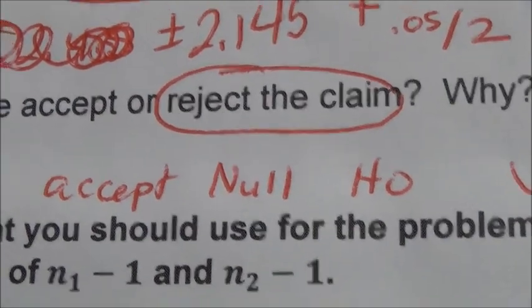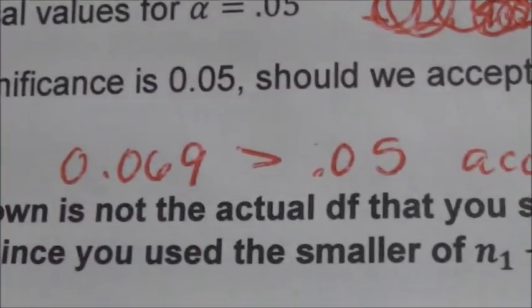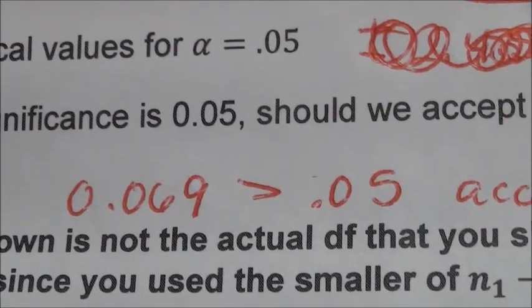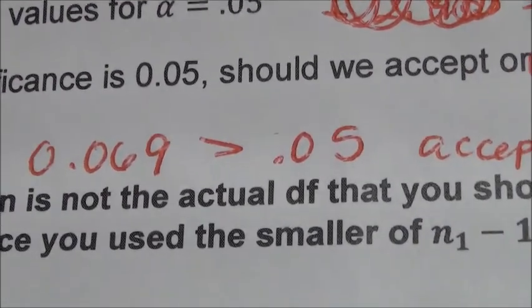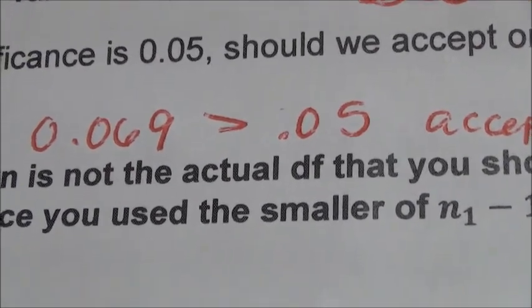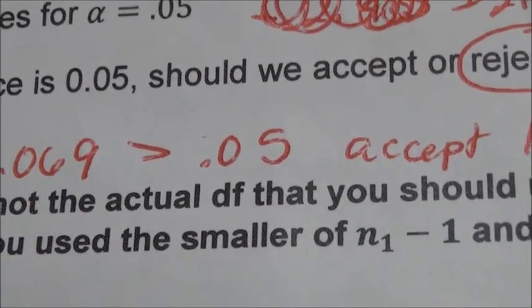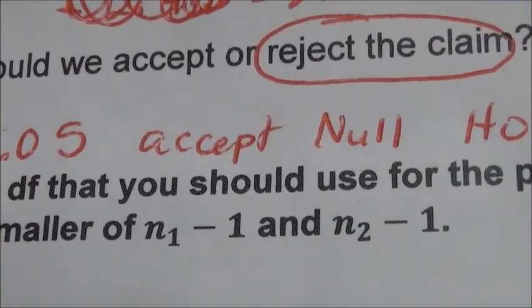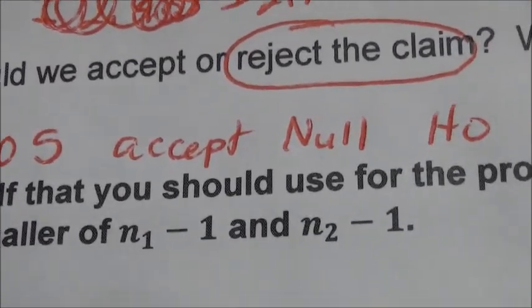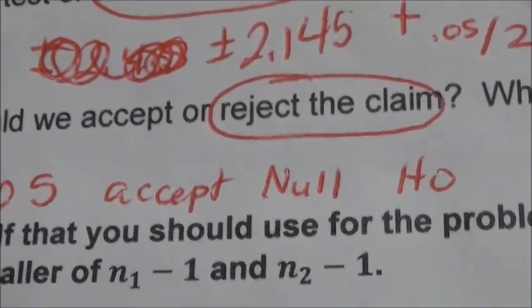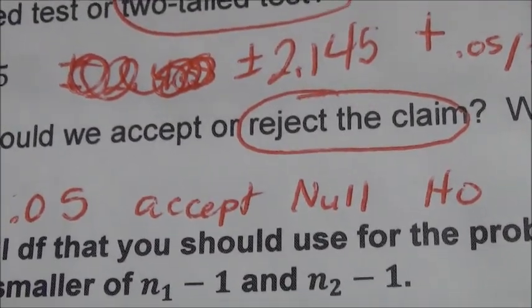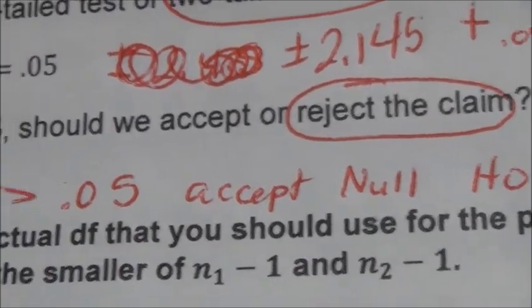so we are going to reject the claim that there is a difference. Again, we could have used our p-value of 0.0698, which is greater than the 0.05. Since my p-value is greater than my alpha value, accept the null, which means we're going to reject the claim. Again, you could look at your confidence interval also. If 0 is in your confidence interval, then you're going to accept the null.